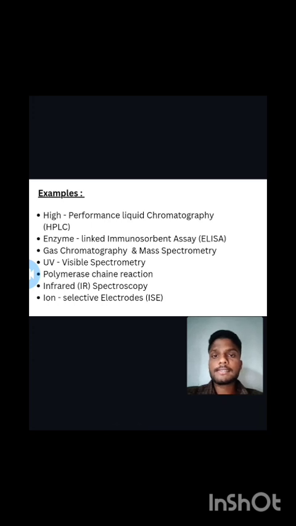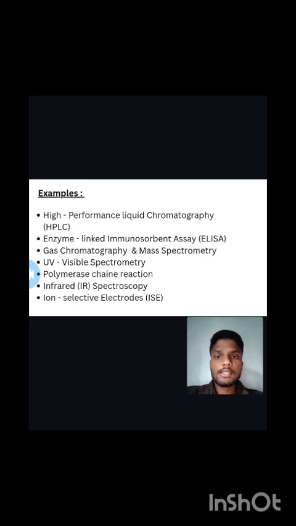The next one is examples of specificity. First one is HPLC, high performance liquid chromatography. It is used for testing pharmaceuticals in tablet formulations. Enzyme linked immunosorbent assay, ELISA, detects HIV antibodies in blood, and the test must respond only to the antibodies produced against HIV, not to other viral and bacterial infections.